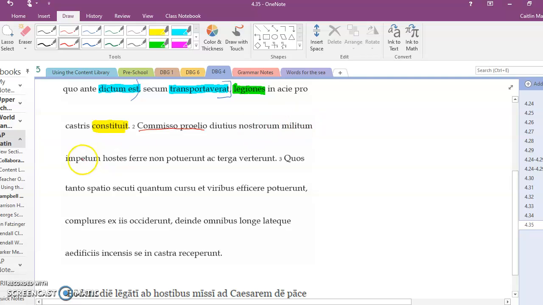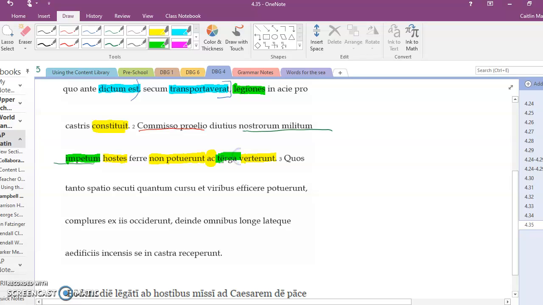Diutius nostrorum militant genitive impetum, that looks like an object. Hostes looks like a subject. Fere non potuerunt, good. The hostes were non potuerunt to fere the impetum, and genitives always go with the noun closest to them, so it's the impetum of nostrorum militum Diutius, for very long, okay? Or for too long. Will work for this comparative adverb, Diutius. They were not able, right? They non potuerunted, ac, and they terga where terunted.